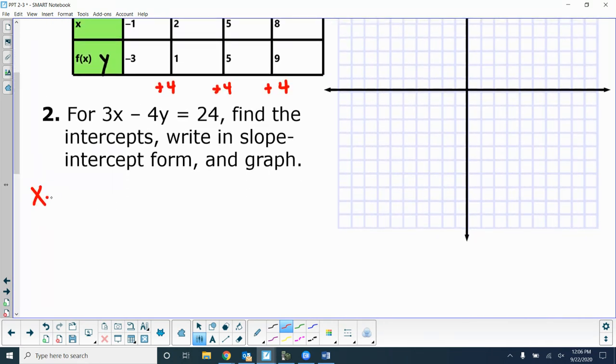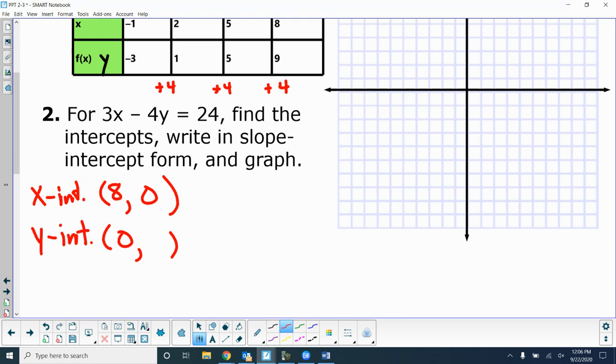So let's do that first. For the x-intercept, I know that y is 0. For the y-intercept, I know the x is 0, right? So when y is 0, I just cover it up. 3 times what is 24? 8, thank you. And then when the x is 0, I cover that up. Negative 4 times what is positive 24? Negative 6.